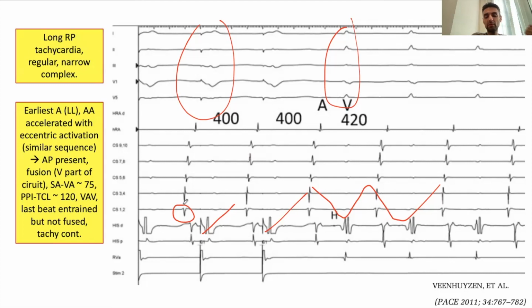Stim to A minus V2 is around 75. You know, larger numbers because you're pacing from the right side, and it's actually a left-sided pathway. PPI minus tachycardia cycle length is around 120, again because you're pacing from the right side, and it's a left-sided accessory pathway. There's VAV response, and the last beat entrained but not fused, and tachycardia continued. Okay.